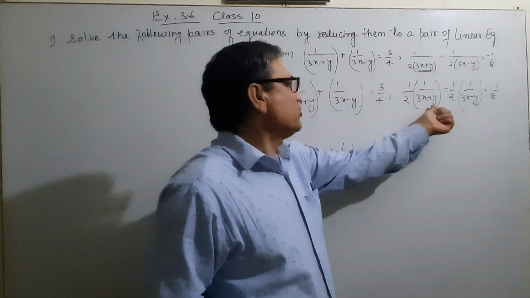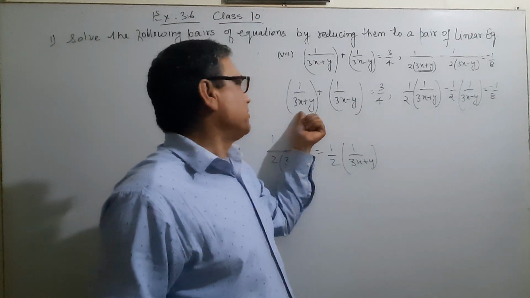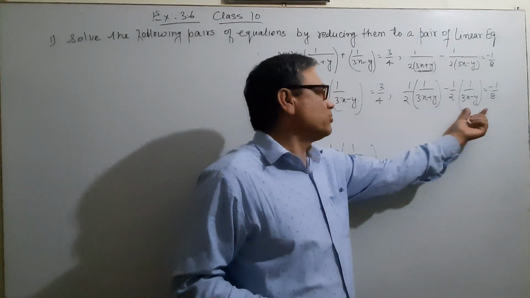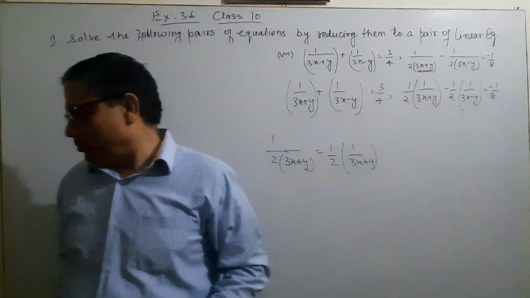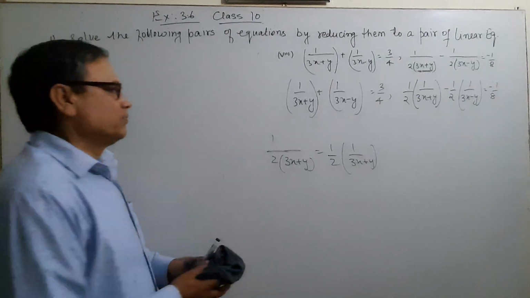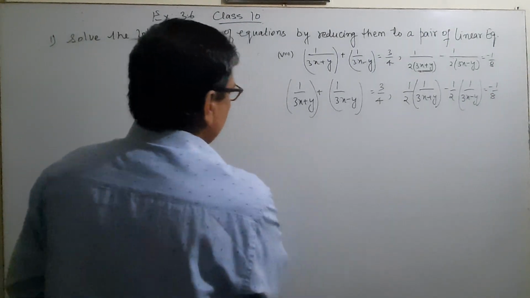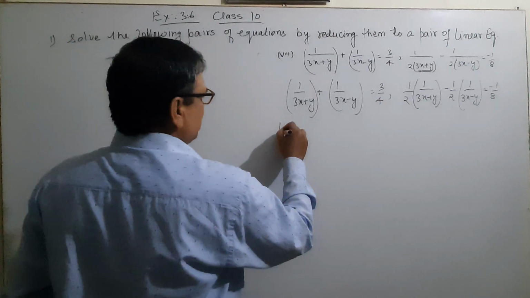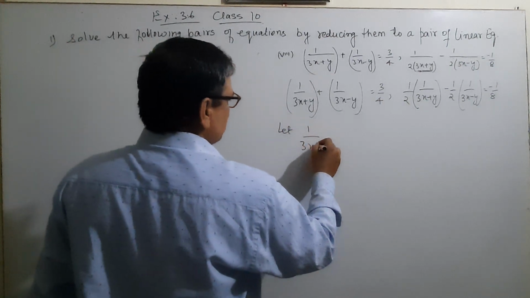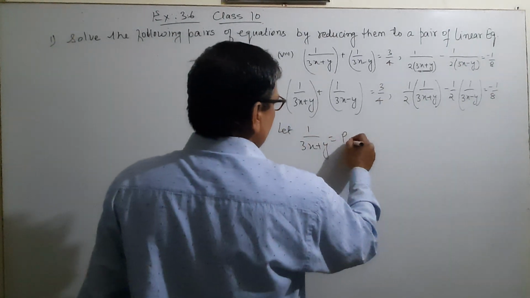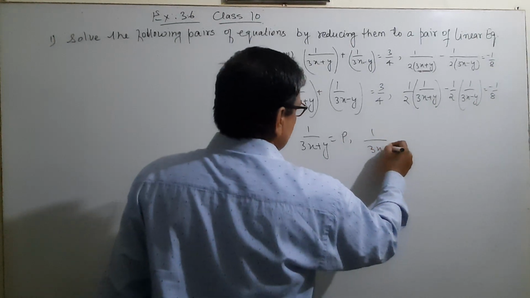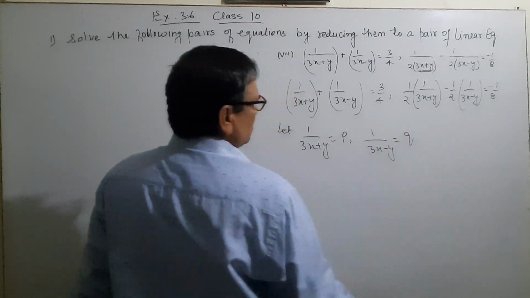Why do we have to assume this one? Because this and this will be the same: 1 upon 3x plus y and 1 upon 3x minus y. It is easy to assume P or Q. Now here we have to let. Let 1 upon 3x plus y be equal to P, and 1 upon 3x minus y be equal to Q.